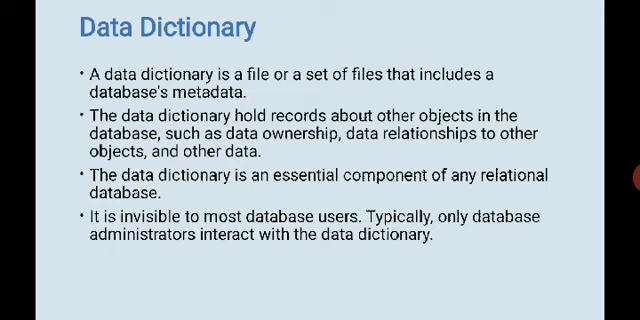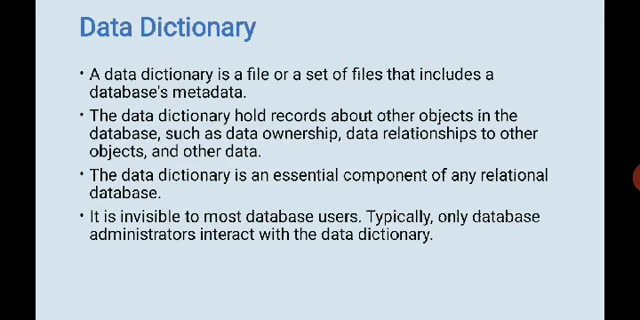The data dictionary holds records about other objects in the database, such as data ownership, data relationship to other objects and other data. The data dictionary is an essential component of any relational database. It is invisible to most database users. Typically, only the database administrator interacts with the data dictionary, right? So the only person interacting with the data dictionary is the database administrator.